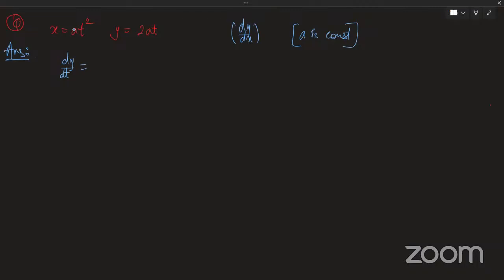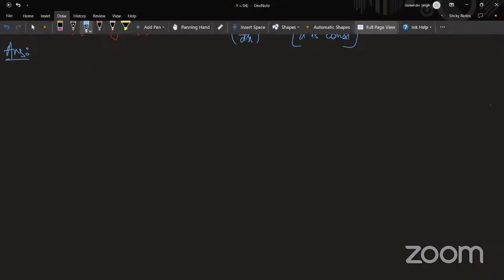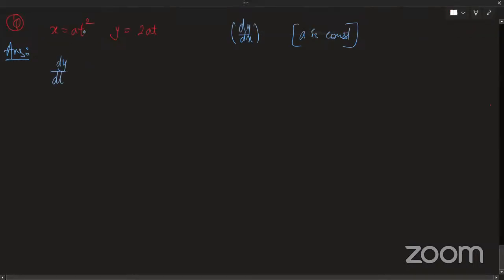Your derivative of y with respect to t. Think again. A is constant. So you have got 2at. What will it be? Sir, is it 2a? Yes, 2a, right? What is the derivative of t? The derivative of t is 1. So 2 into a into 1, so it is 2a. What about dx by dt?